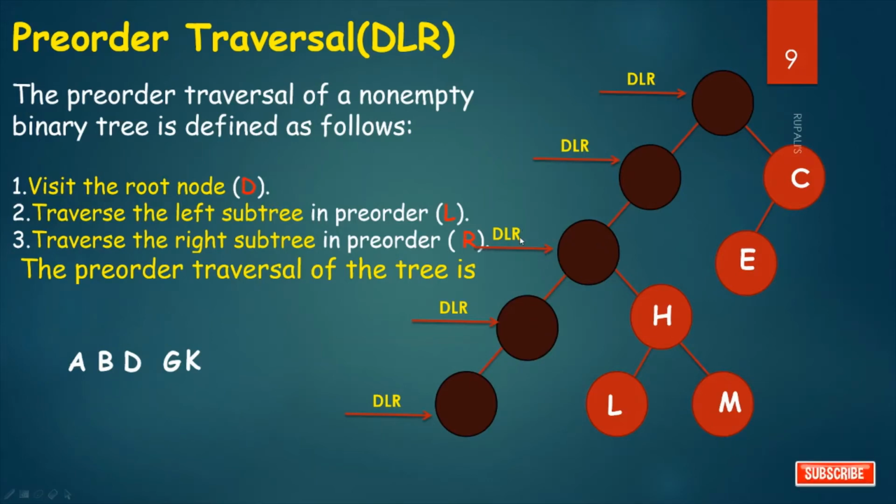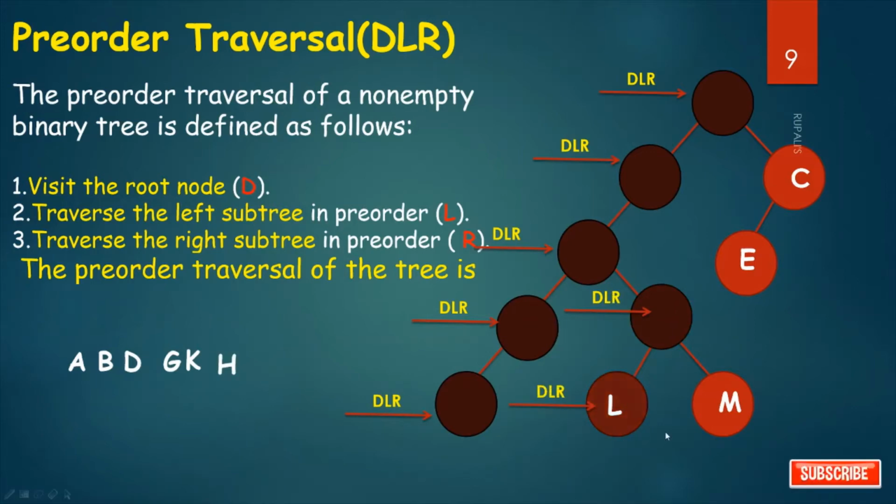The next is R. So come here. And when we get one right child, repeat the same procedure. So again we apply DLR here. D means print the node. Next instruction is L. Come to left child. Again we apply DLR here. D means print the node. Next instruction is L. No left child is there. Next instruction is R. No right child is there. Come here. DL completed. Next instruction is R. Go to the right child.